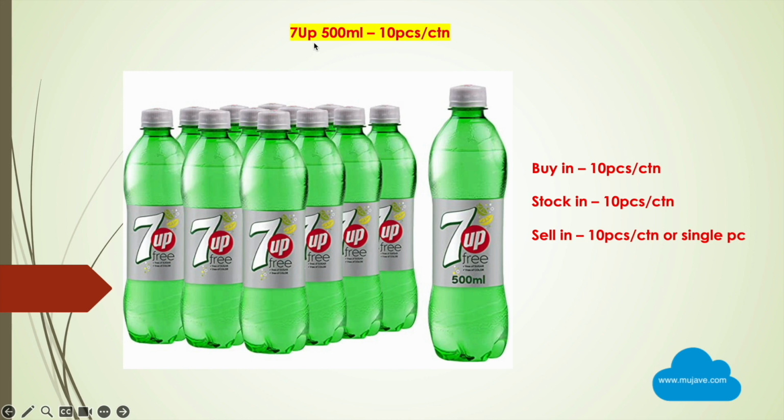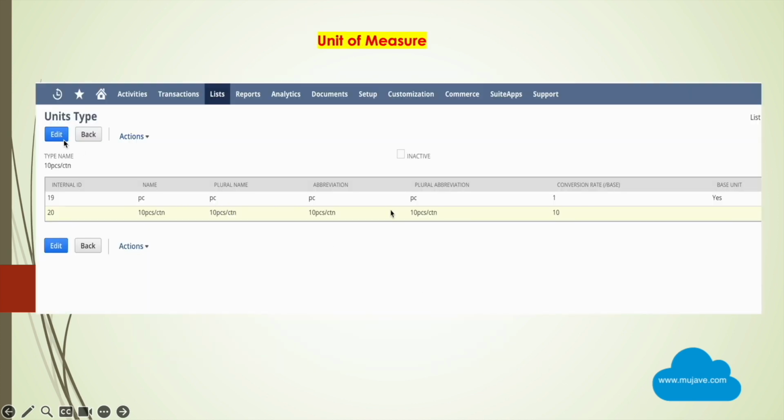Let's see another example. Here we purchase 7Up bottles in the form of carton. One carton contains 10 pieces and we stock them in carton, but we sell them in either carton or as a single piece, that is single bottle. And I create two units. One is PC and another one is 10 pieces per carton. The rest of the stuff is similar to the previous example. The only difference is that in the previous example one carton contains 50 pieces, but here one carton contains 10 pieces.